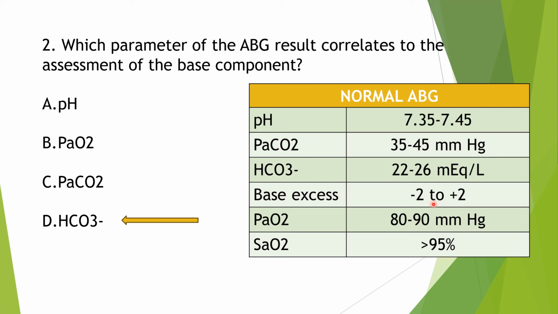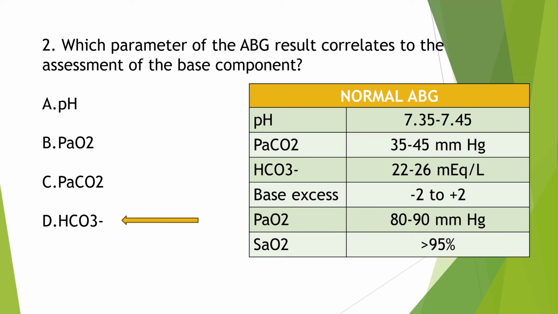So if the base excess is less than -2, that means less base is there. That means it is more acidic in nature. And if more base is there, base excess is more than +2, that is related to the alkaline nature. That means the acid is deficient there. Partial pressure of oxygen is 80 to 90 mm of Hg and saturation is more than 95%. If all the values are in this range, it is considered normal.